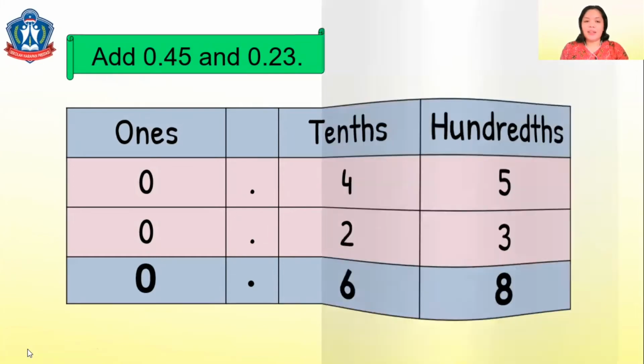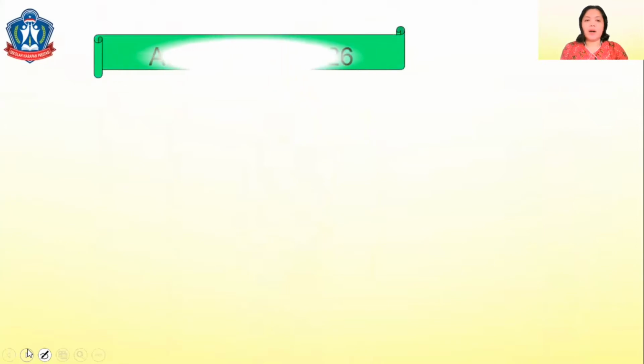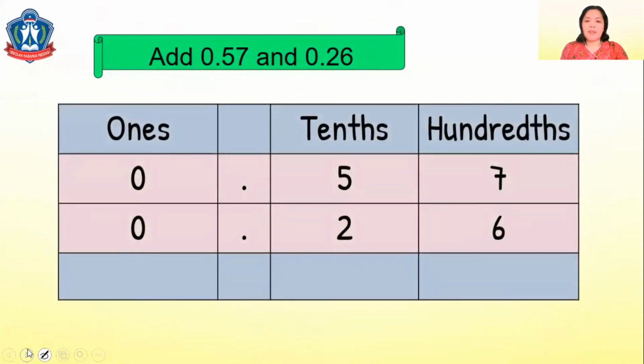Another, let's find the sum of 0.57 and 0.26. Again, let's add first the hundredths. 7 hundredths plus 6 hundredths is 13 hundredths. So we will put only the 3 hundredths. Let's regroup the 10 hundredths, and it will become 1 tenth. 1 tenth, 5 tenths, 2 tenths. Let's add them together. That is 8 tenths. So our answer is 0.83. So this is how to add decimal numbers.